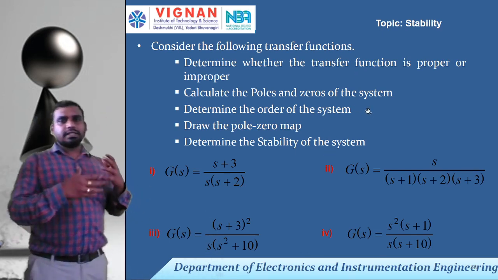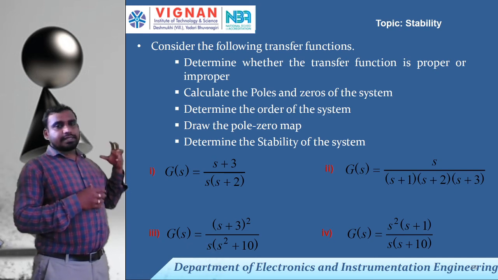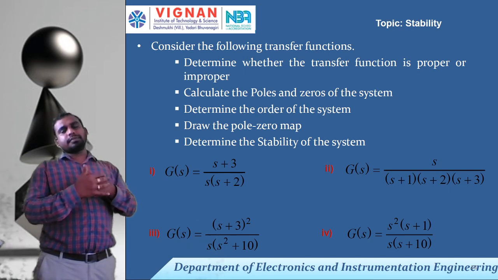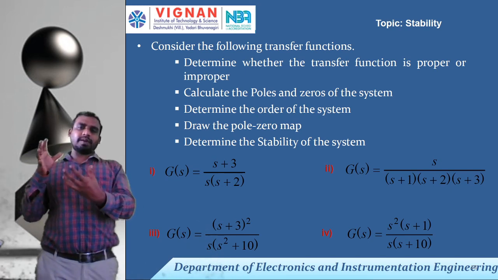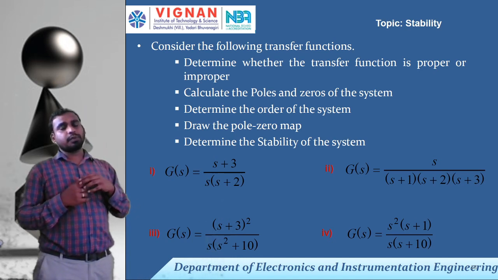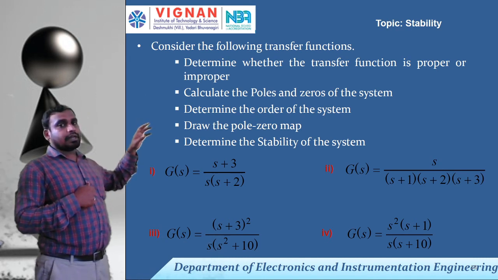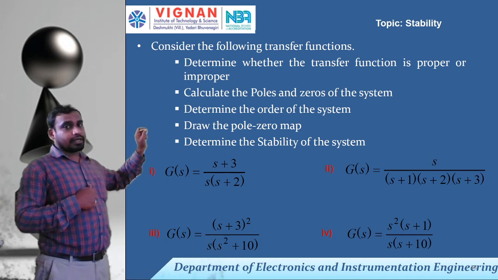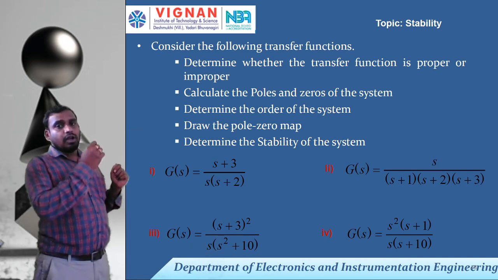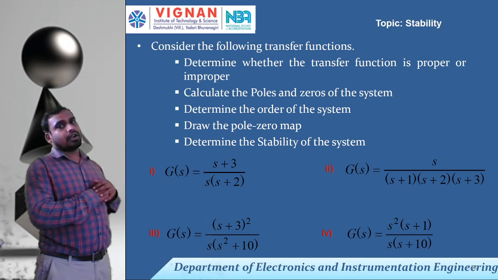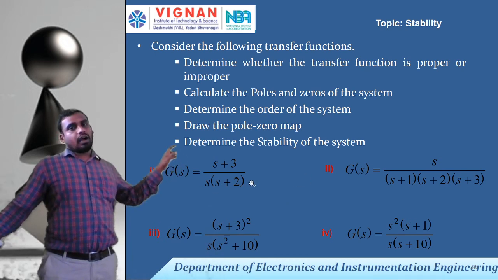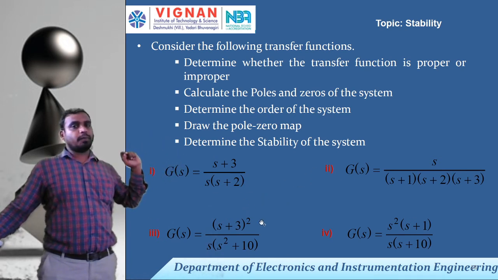So coming to the gist of stability, we need to consider a transfer function. Initially, you have to consider a physical system, convert the physical system into a mathematical model, and represent it in terms of a transfer function, and the transfer function here should be a proper transfer function. What is a proper transfer function? The order of the numerator should be less than the order of the denominator. The denominator order should be greater than the numerator order. All the examples which we gave here are proper systems, proper transfer functions.